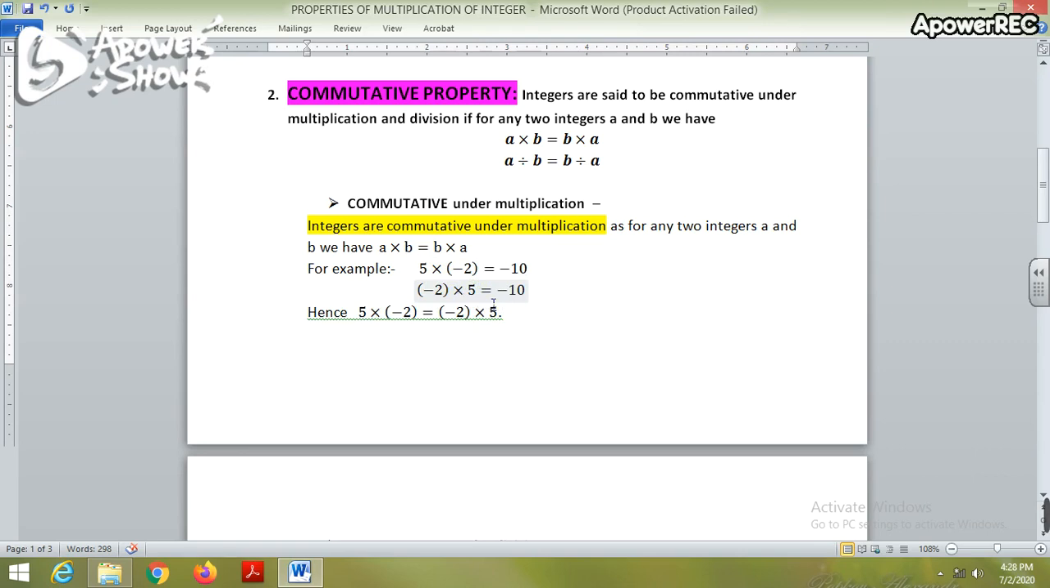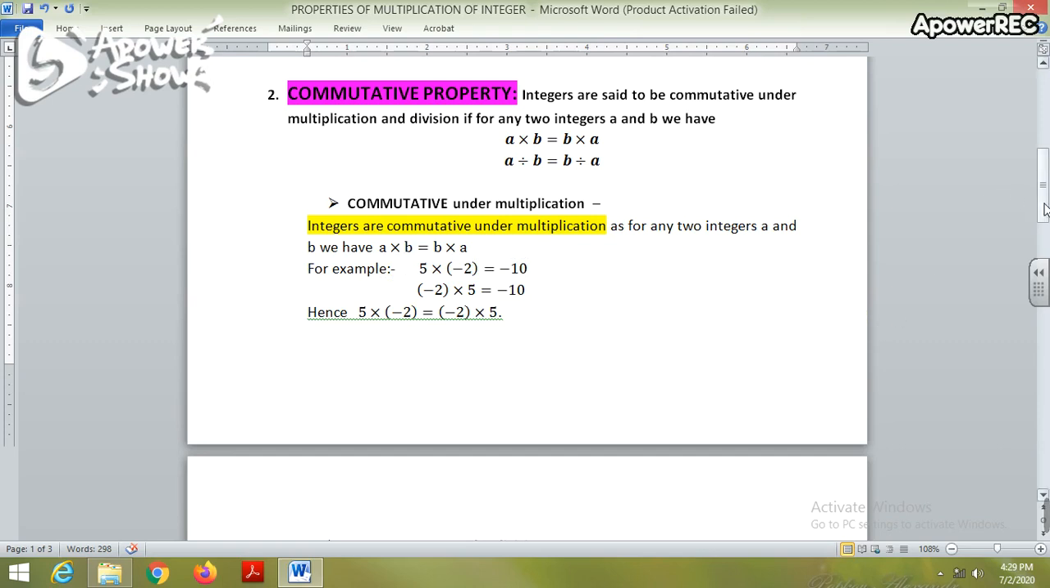You can take any other integers, and you always find that for any two integers, a multiplied by b is always equal to b multiplied by a. That's why integers are always commutative under multiplication, because for any two integers a and b, we always have a multiplied by b equals b multiplied by a.